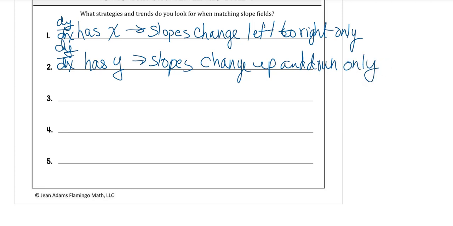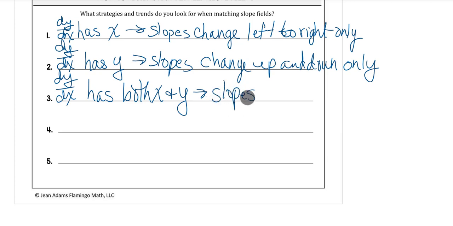Okay, next. What if it has both x and y? Then the slopes are going to change in both directions. So it makes it a little more challenging.